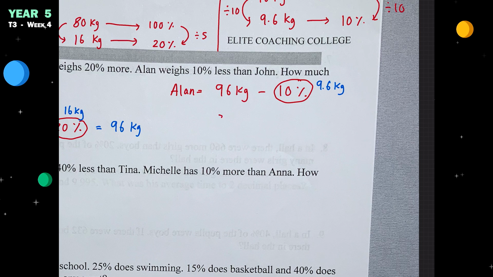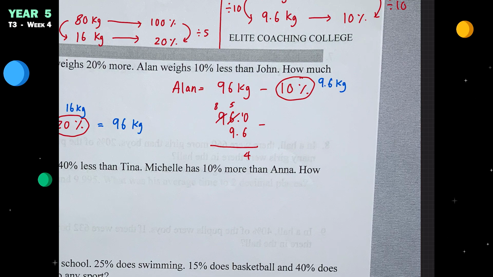Now Alan's weight is 96 kilograms minus 9.6 kilograms. To subtract, we have to make sure the decimal place is in the correct column, and anything that doesn't have a value, we put a 0. So 10 take away 6 is 4. 5 take away 9 we cannot do, so we borrow from here, it becomes 8. 15 take away 9 is 6, and then 8 take away nothing is 8. So that becomes 86.4 kilograms.